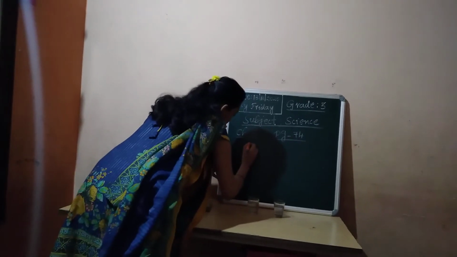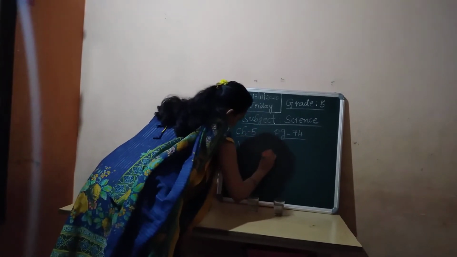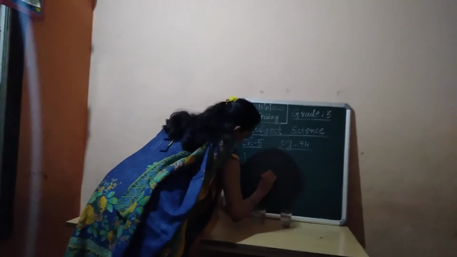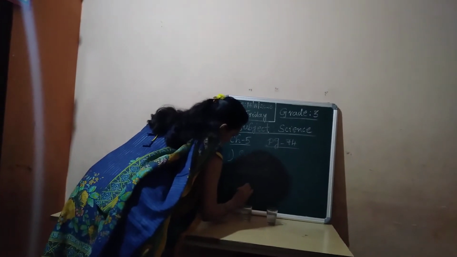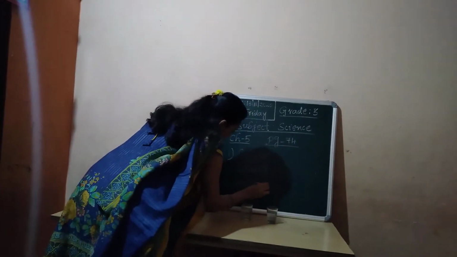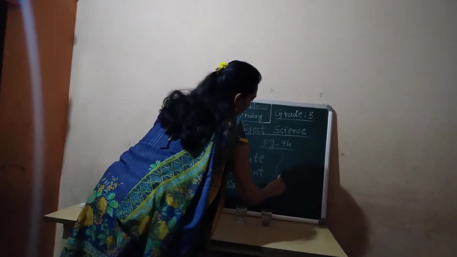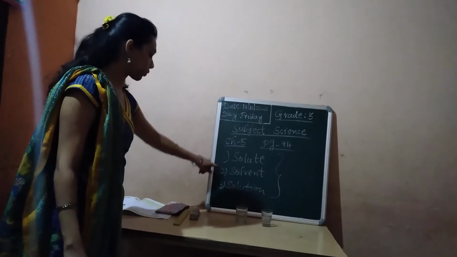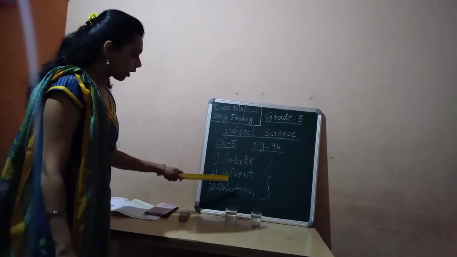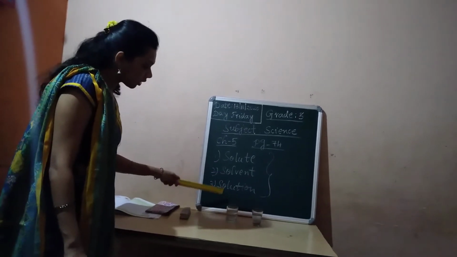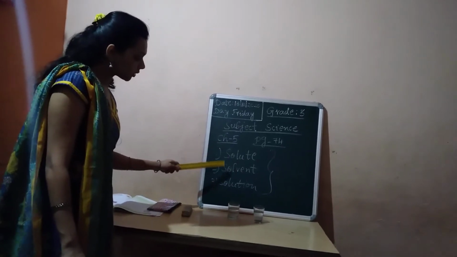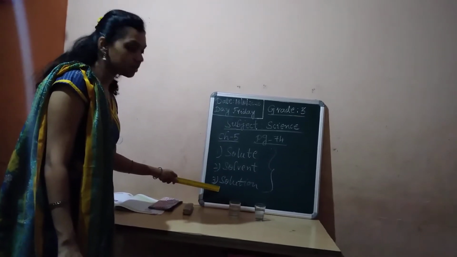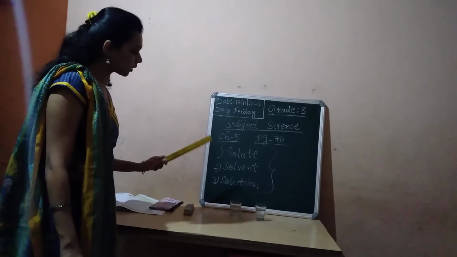Yes, we are going to learn three things: solute, solvent, and the third one is solution. First we are going to study these three things. First one is solute, second one is solvent, third one is solution. I'll repeat again. First one is solute, second one is solvent, third one is solution. So what are these three things?